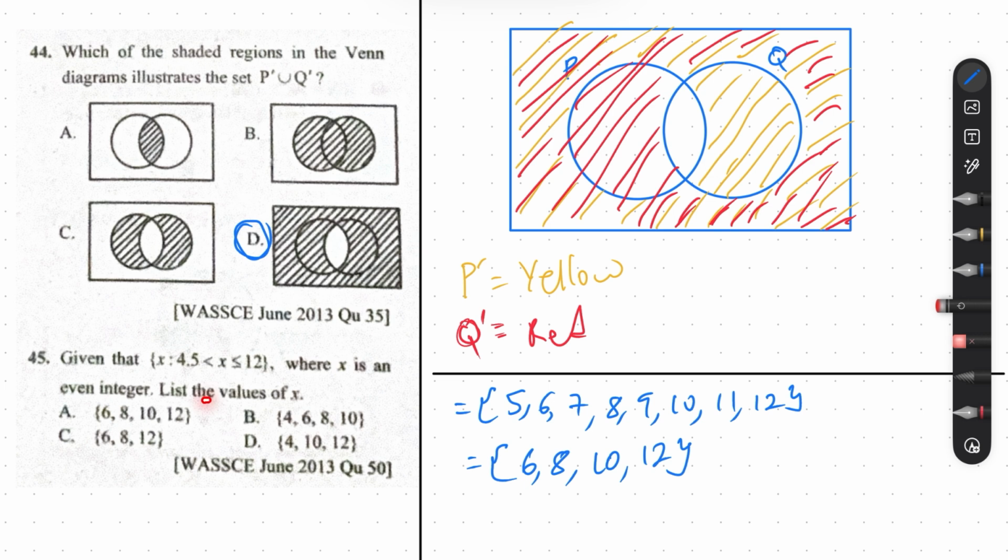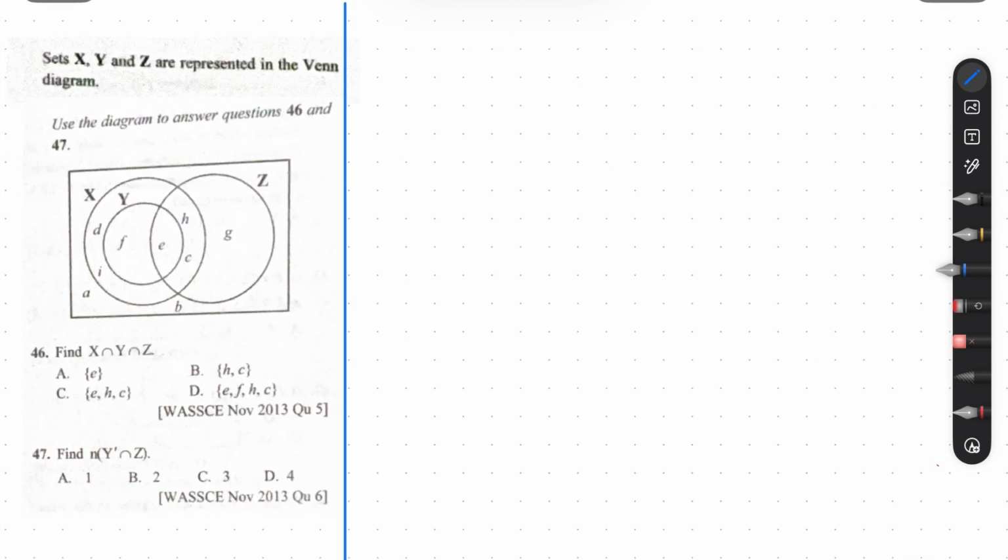So the question says we should list the values of x. That's what we've listed: 6, 8, 10, 12. So our answer is A. Cool. Let's go to question number 46.